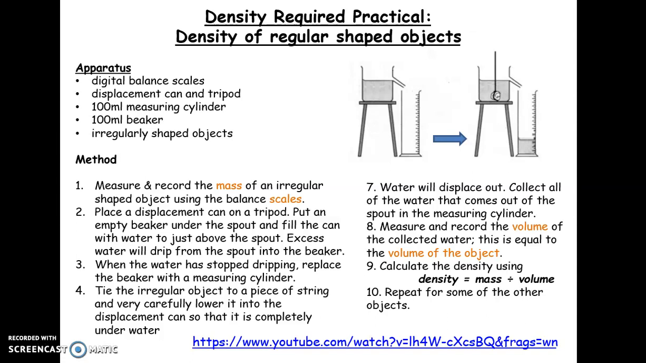And the reason we have a string in there is so we can easily retrieve the object back out again. Remember, the string is negligible, which means it's very unlikely to increase the volume. Water will displace out. Collect the water that comes out into the measuring cylinder, record the volume of the water that's been displaced, and this is equal to the volume of the object. And then simply, density equals mass of the object divided by the volume of the object.